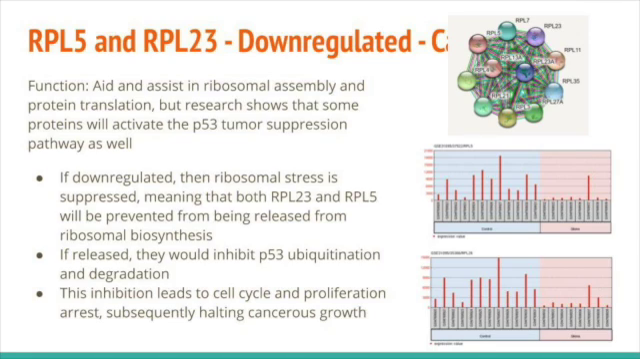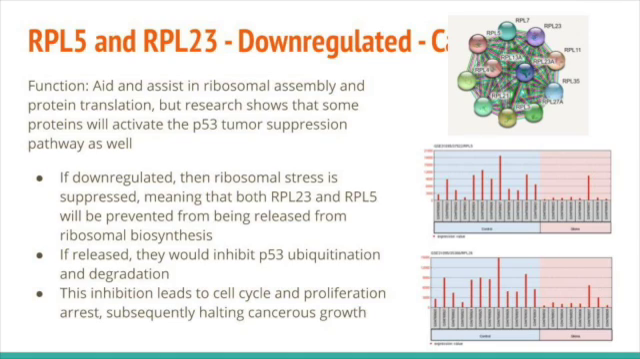But there's research that shows that some of the proteins will activate the p53 tumor suppression pathway when subjected to ribosomal stress. The problem here is that if these are downregulated, then the ribosomal stress is suppressed, which means that RPL5 and RPL23 will not be released and will not be able to perform their duties when it comes to p53. If these were released, they'd be able to inhibit p53 ubiquitination and degradation. Without them, p53 degrades and is targeted in that way, which leads to less regulation of tumor growth.